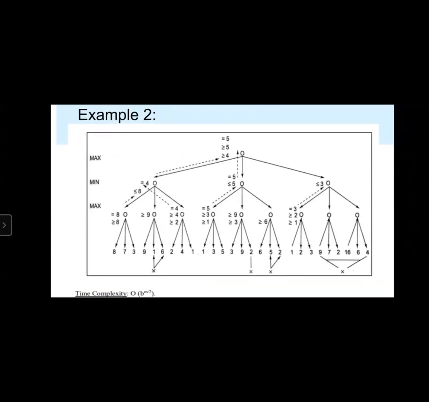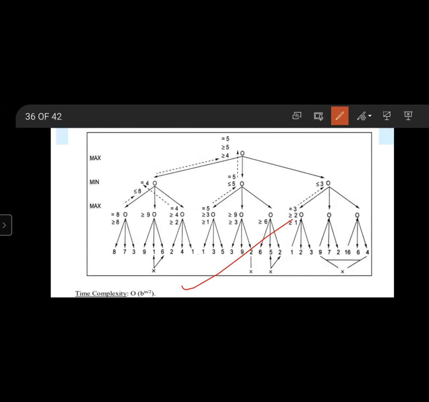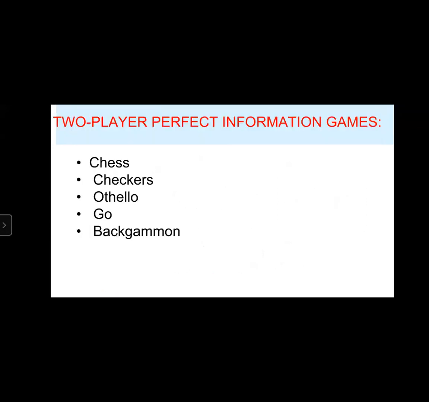This is the example, the time complexity order of b power m by 2. Okay, clear? This is the time complexity. This is the example, no doubt. Okay. Next, last topic.